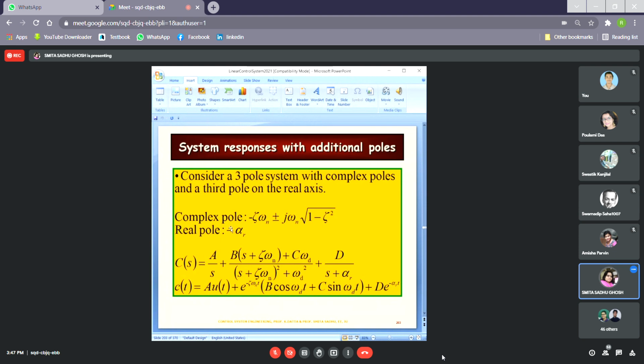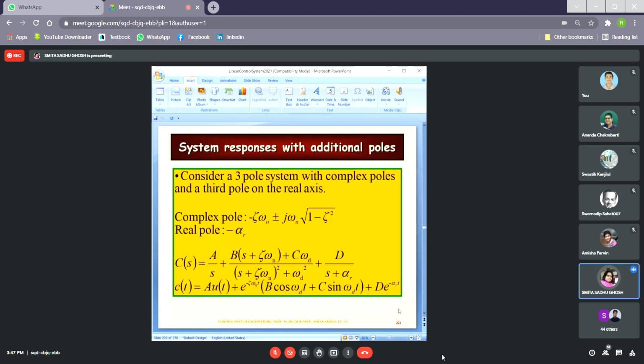On the other hand, if this real pole value was very large compared to the real part of the complex pair, say 10 times that, for example, if minus zeta omega n is minus 1 plus minus j something, then this is at minus 20 or something. So that is large compared to the real part of this. Relative values are what I'm speaking of. So if the real part of the additional pole is large compared to the real part of the complex conjugate pole pair, what will happen? Naturally, this is going to decay much, much faster, meaning that the effect of that additional pole is going to persist for a smaller amount of time.